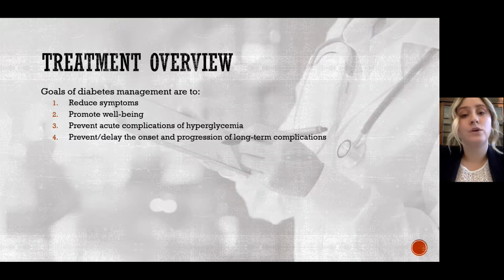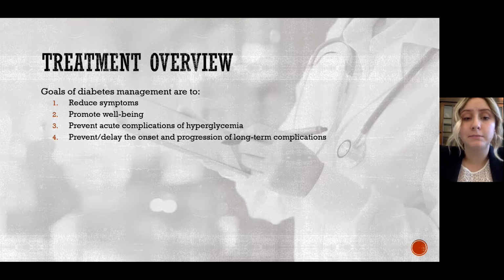Treatment overview. So in terms of goals of management as a home health nurse, we should be looking at reducing symptoms, promoting well-being, preventing acute complications of hyperglycemia as well as hypoglycemia, and preventing the delay and onset of progression of long-term complications, which we're going to be talking about later on.